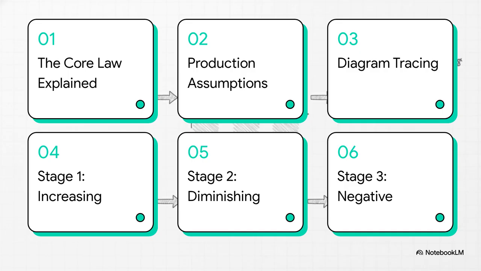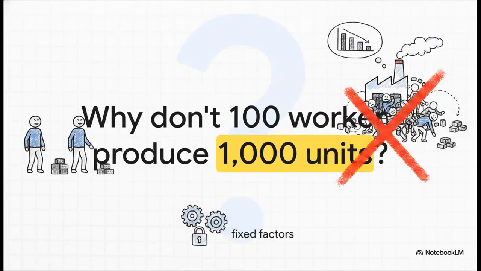Let's get to it. But before we get bogged down in definitions, just think about this for a second. If one worker produces 10 units of a product, why wouldn't 100 workers just magically produce 1,000 units? I mean, pure math tells us they should, right? But the real world, it just doesn't work that way.